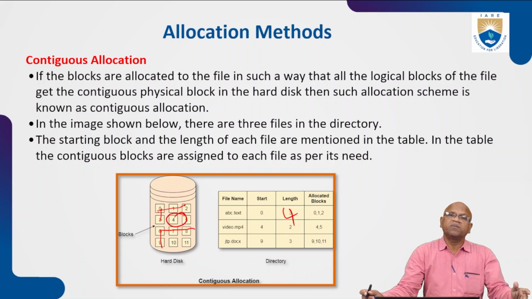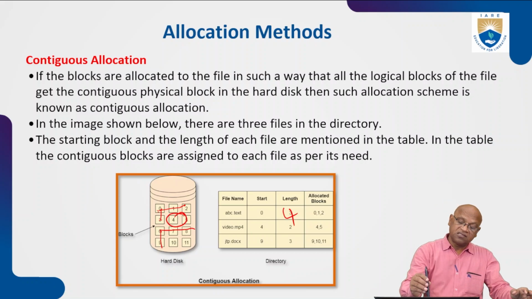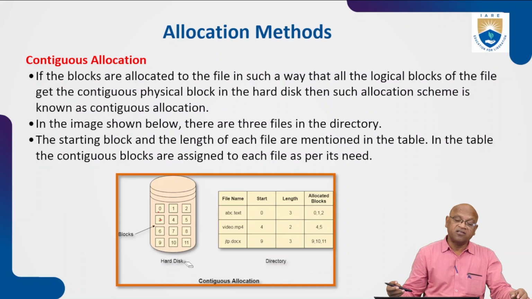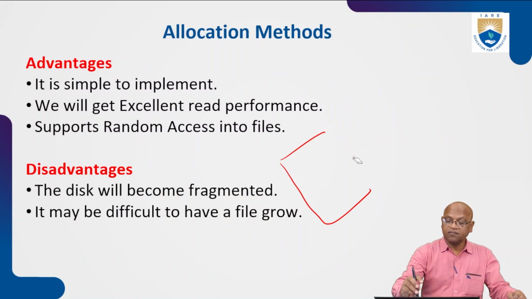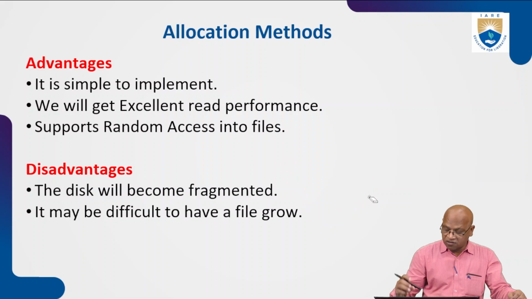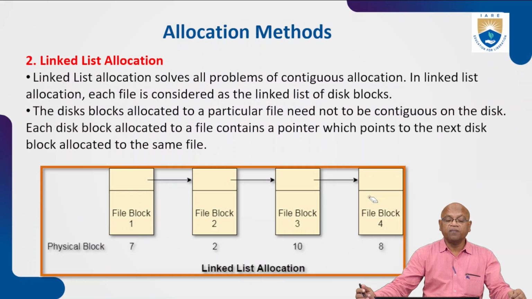If any file requires 2 blocks continuously, then only you can allot these 2 blocks. Otherwise, we cannot allot them; these 2 blocks are kept vacant. So like this, there will be wastage of memory blocks in contiguous allocation. These are the disadvantages in this contiguous allocation. So if you go to another method, linked list allocation.